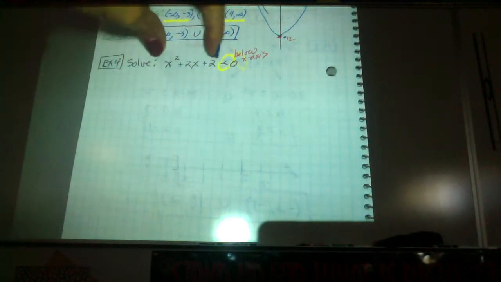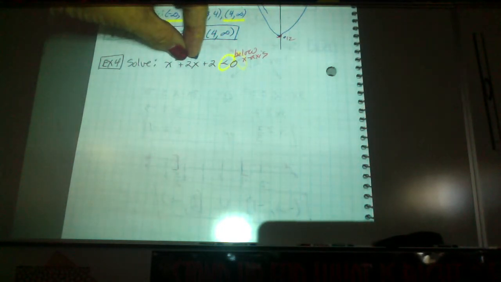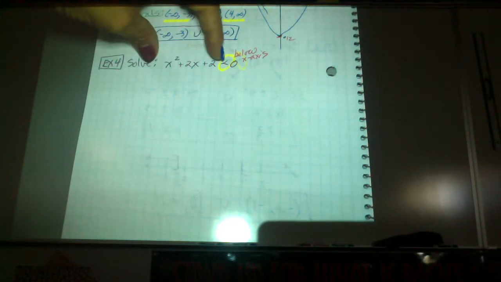If I multiply my bookends, 1 times 2 is 2. It's a positive product. What does that mean I'm doing with the factors of 2? Adding or subtracting? I'm adding. The only factors of 2 are 1 and 2. If you add them together, do you get 2? No. So this is not factorable.